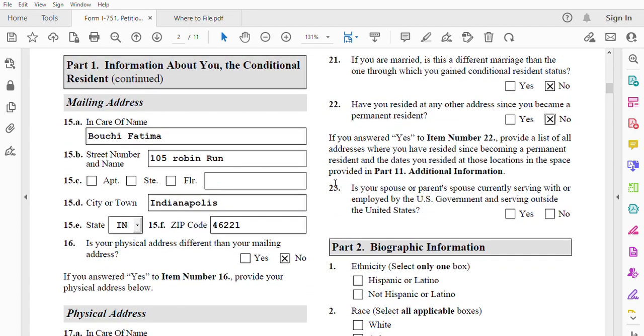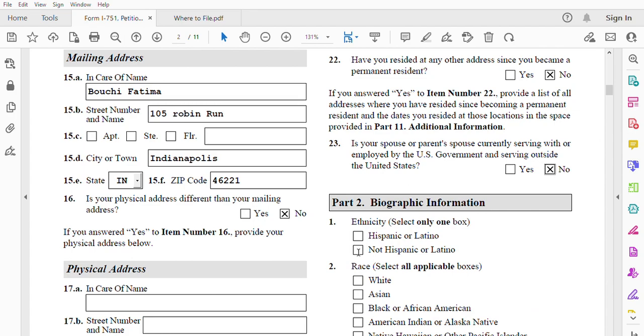So number 23, is your parent's spouse currently serving with or employed by the U.S. government and serving outside the United States? In my case, it is no. I'm filing this, by the way, for my spouse.